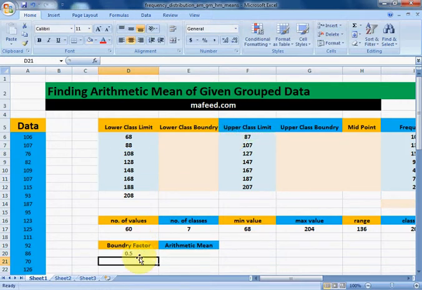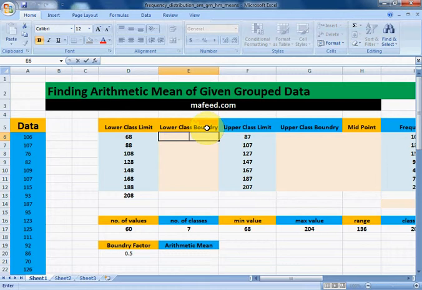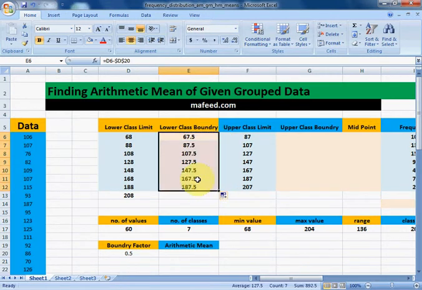Now we will subtract this number from all the lower class limits, and we will find lower class boundaries. As this number will remain same throughout, so select this number, press F4, and now we will drag it downwards and the number will remain same, only the lower class limits will change.